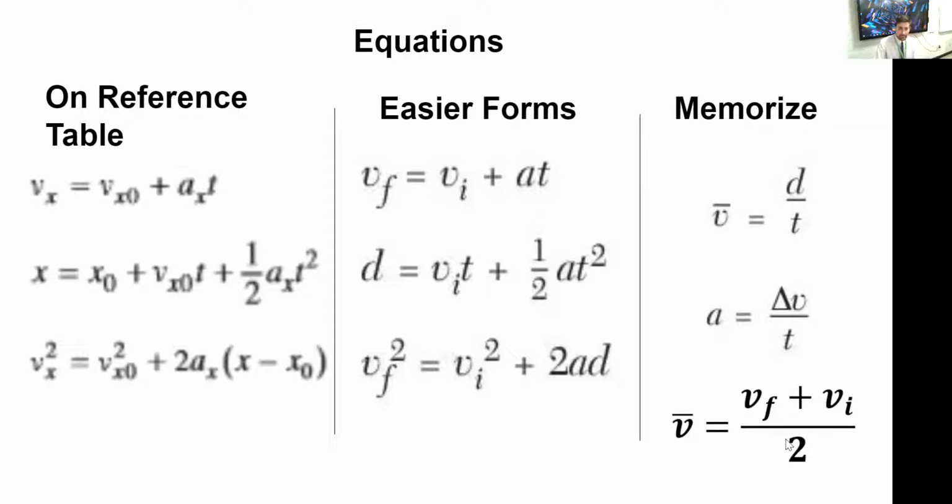And lastly, average speed or average velocity is equal to final velocity plus initial velocity divided by 2. It's the one situation when you have a constant acceleration, you are allowed to use this equation. And that basically just means you find the average of the initial and final, and you get the average.